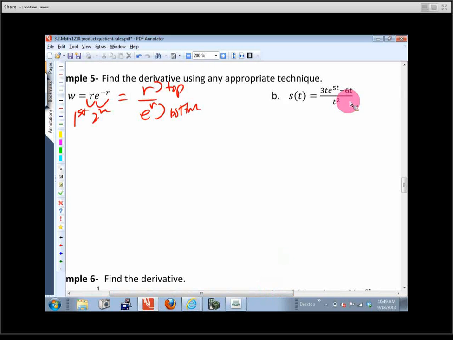Let's look at this one here. Can you do any algebraic simplification first? Yes, you can, and you should definitely do that. Can you simplify it completely? Nope. So what rule are you going to be stuck using? You're going to be stuck using the quotient rule.